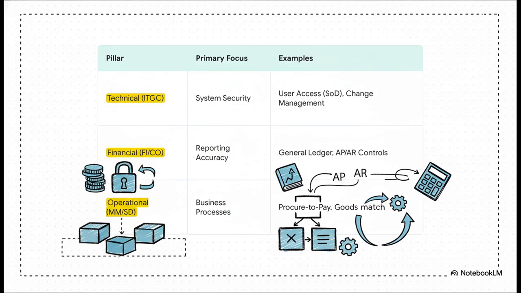And finally, you have the operational pillar. This is where they examine your core business processes, like in materials management or sales and distribution. They're checking for solid controls in your day-to-day operations, like that classic 3-way match, to make sure you're only paying for goods you actually ordered and received.